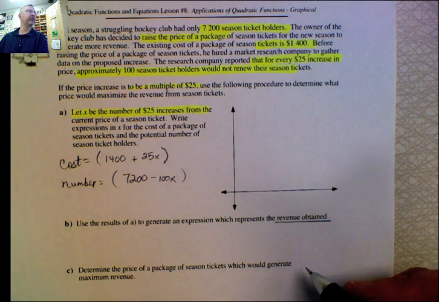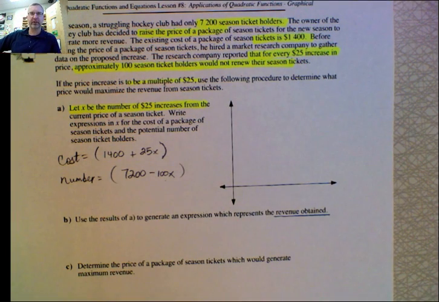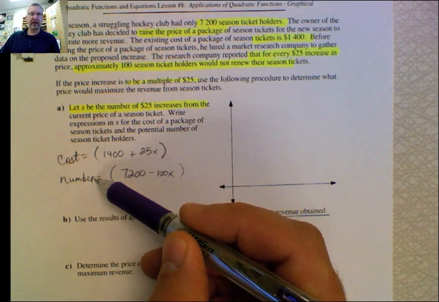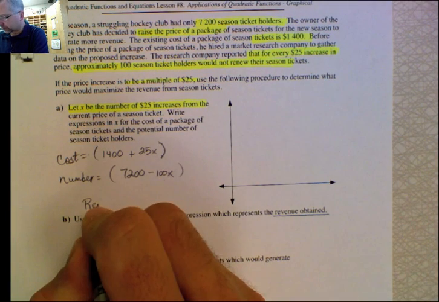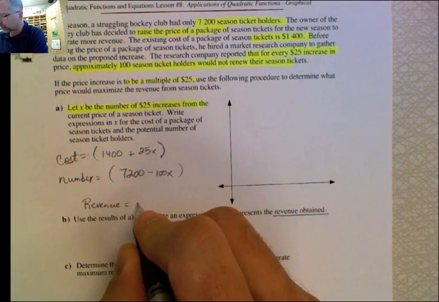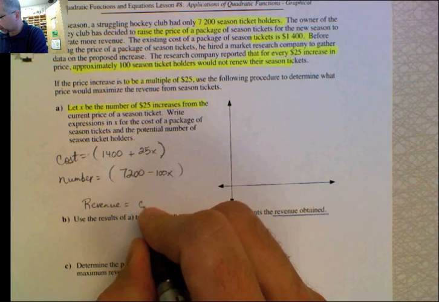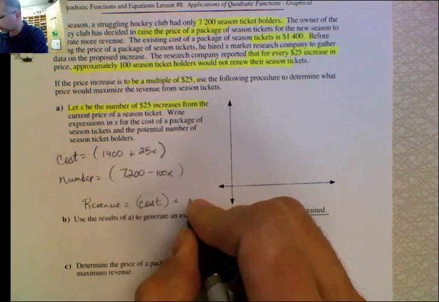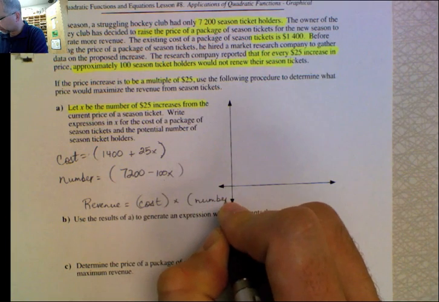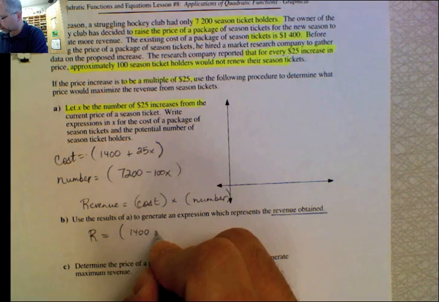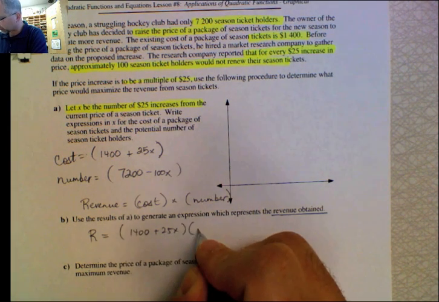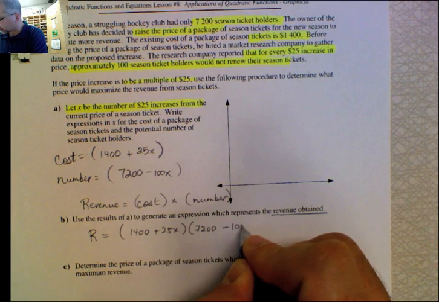Well, let's talk about revenue a little bit before we talk about this expression. Revenue is the amount of money you make. And how do you determine the amount of money you make? Well, you take the number of people attending and you multiply it by the price you're charging them. So if we just write a little word equation, revenue is going to be the cost of the tickets multiplied by the number of people who actually buy tickets. So if we're going to generate revenue here, we're going to take 1,400 plus 25x, and we're going to multiply it by 7,200 minus 100x.